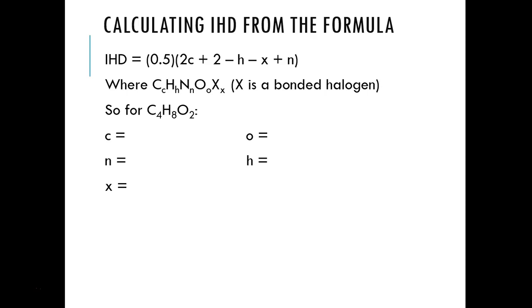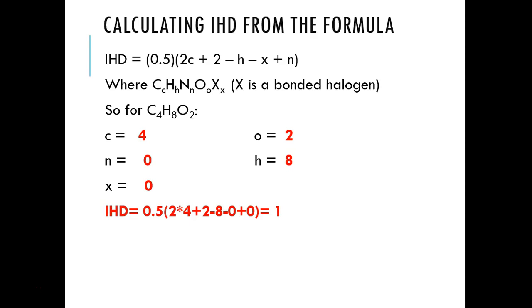Okay, so if we wanted to calculate the IHD for this compound, we know there are 4 carbons, 0 nitrogens or halogens, 2 oxygens, again, not going to factor into our calculations, but good to know, and 8 hydrogens. So when we calculate the IHD, we would get 1. So if we were trying to draw the structural formula for this compound, we would know that we'd need to have exactly 1 double bond or 1 ring.